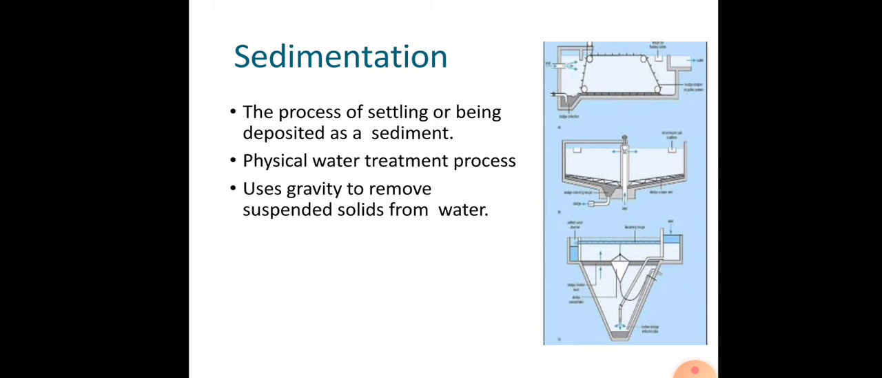In the process of settling or being deposited as a sediment, the particles settle and are called sediments, hence we call it sedimentation. This is actually a physical process, and it uses gravity to remove the suspended solids from water. So that is how we define the process of sedimentation.